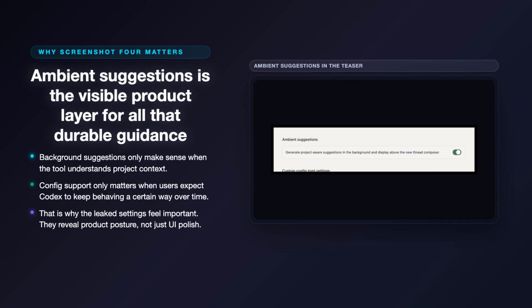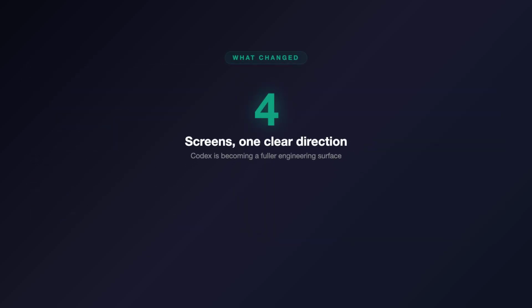Basic versus advanced changes the surface. Ambient suggestions change when help appears. AGENTS.md, skills, MCP, and automations change how much context the system carries forward. Put together, this is a product trying to remember how your team builds, not just answer one prompt at a time. So what actually changed here?